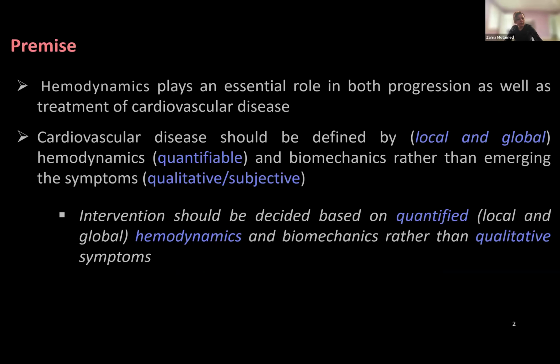Okay, just a very brief explanation about the premise. As probably all of us know, hemodynamics and biomechanics play a critical role in both the progression and initiation of the disease. But right now, for both diagnosis and prediction for intervention, the clinics rely more on qualitative data, which is actually emerging from the system symptoms rather than local and global hemodynamics. We believe that we should quantify them.